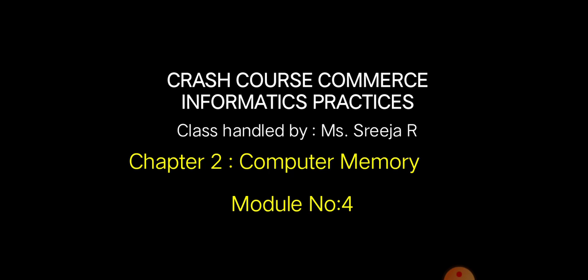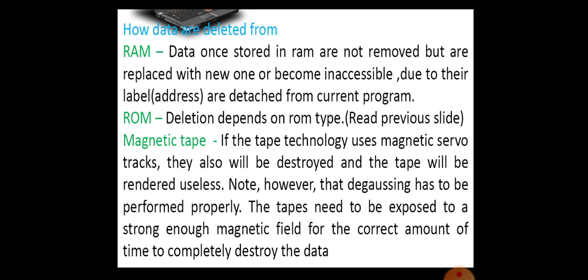In this module, we are going to discuss how data is deleted from RAM. Data once stored in a RAM is not removed but is replaced with new data, or becomes inaccessible because its label or address is detached from the current program. That is, once data is written in a program, it cannot be removed before the completion of processing. After the completion of processing, the data can be removed.